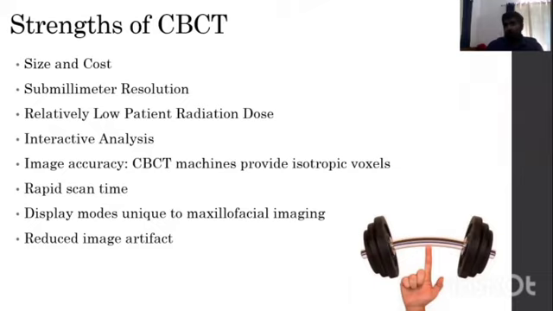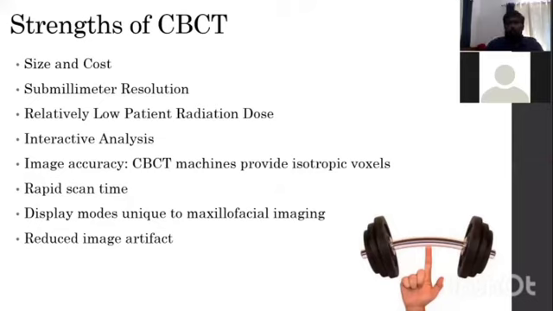We have the practice of appreciating lesions from the 2D image, but the patient will not. So we can interact with the patient by showing 3D images and by measuring the lesion that we can show to the patient. Then the image accuracy of the CBCT machine is very good. The CBCT machine provides isotropic voxels, which I already told you, and rapid scan time.